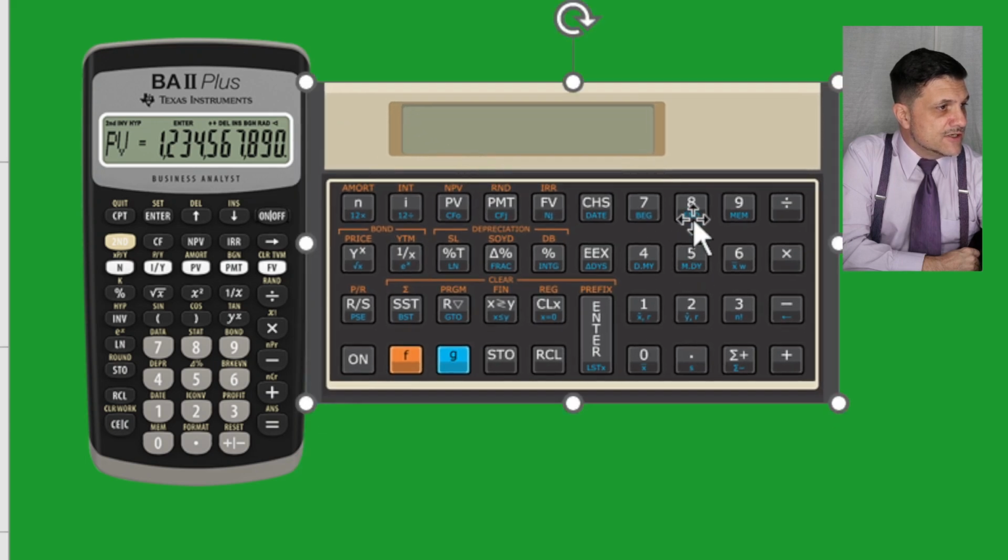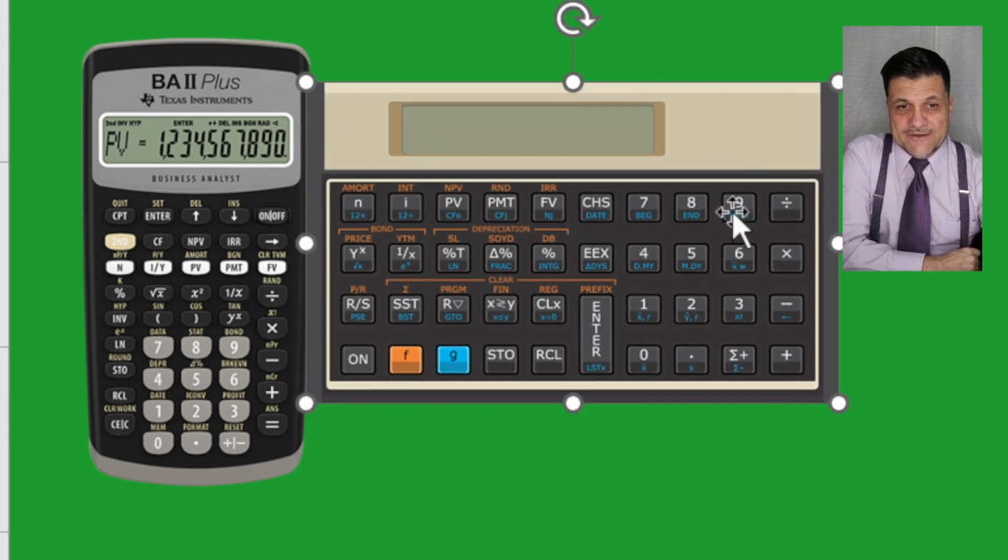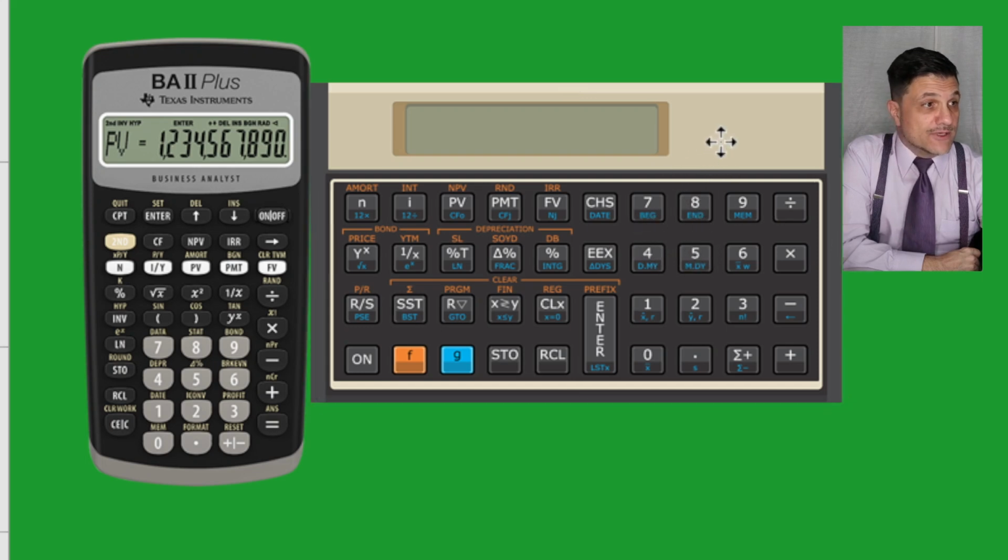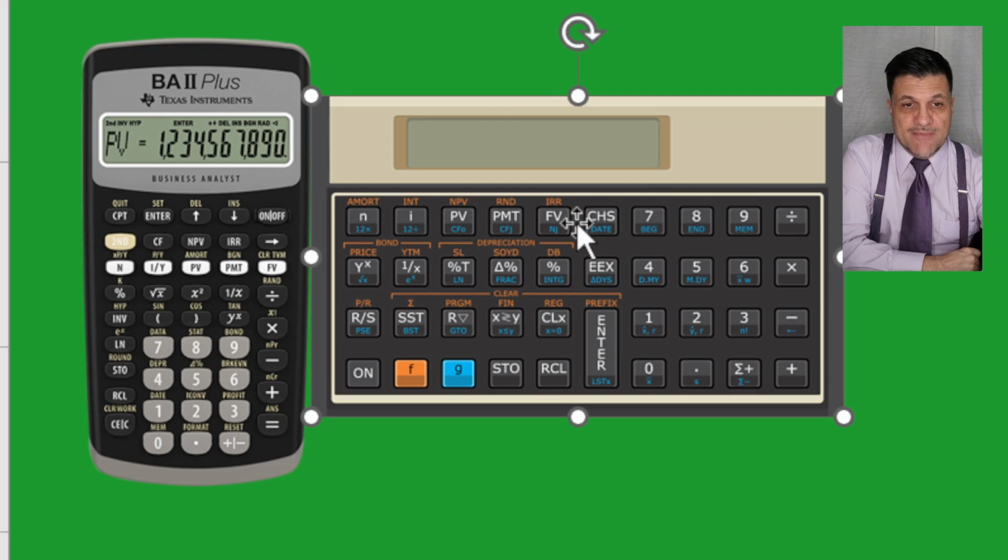I call your attention to functions 8 and 9, numbers 7 and 8 on the HP. The blue one says BEG, the other one says END, B-E-G, E-N-D. It is extremely important to understand what this means: beginning of the period and end of the period.